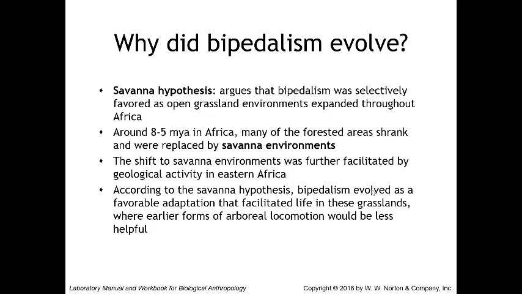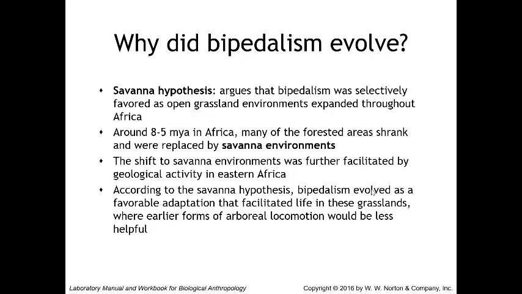Around 8.8 to 5 million years ago in Africa, many of the forested areas shrank and were replaced by savanna environments, which are open grasslands with interspersed pockets of trees. The shift to savanna environments was further facilitated by geological activity in eastern Africa. So at the time, we had large tectonic plates that were splitting apart or rifting. This caused the landscape changes that contributed to more dramatic differences between the wet and the dry seasons. These seasonal changes, combined with overall drying, encouraged the expansion of grassland habitats in the region.